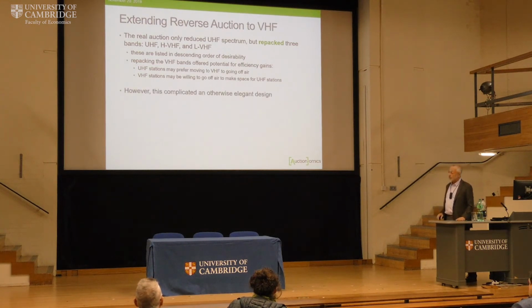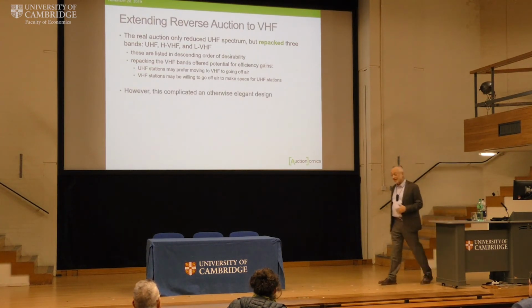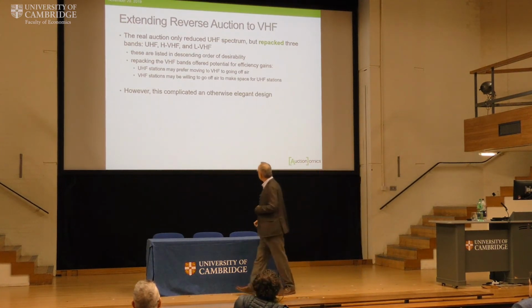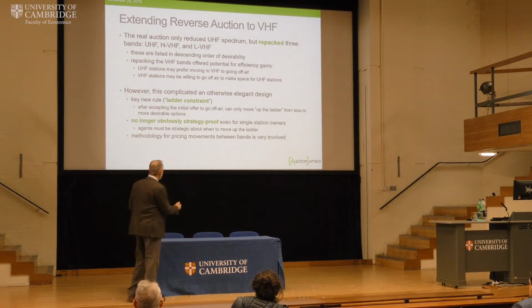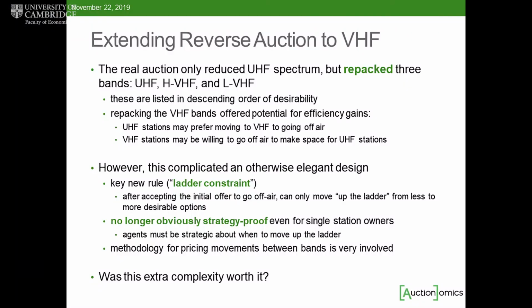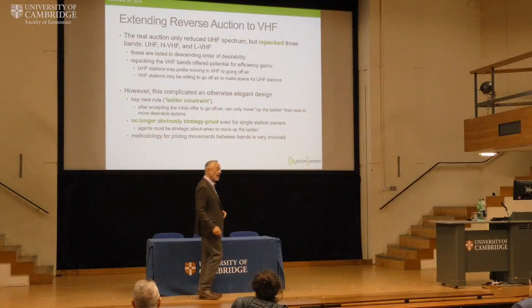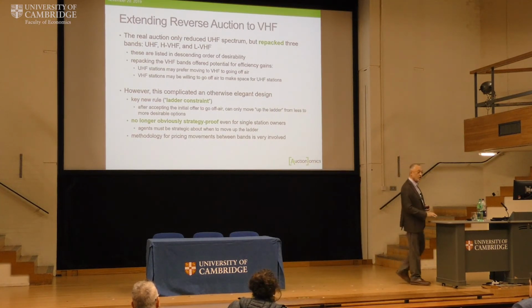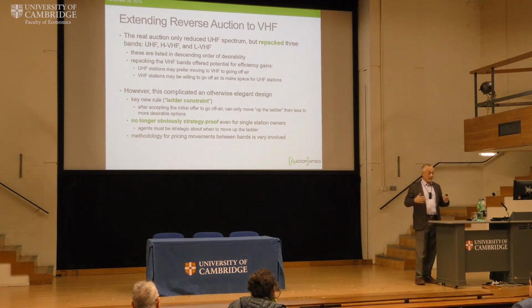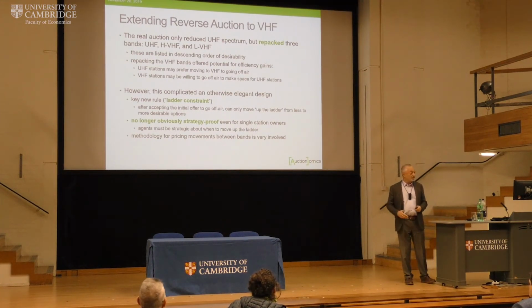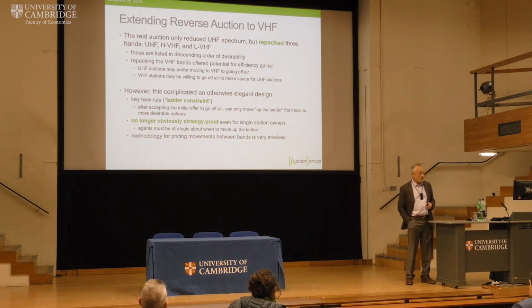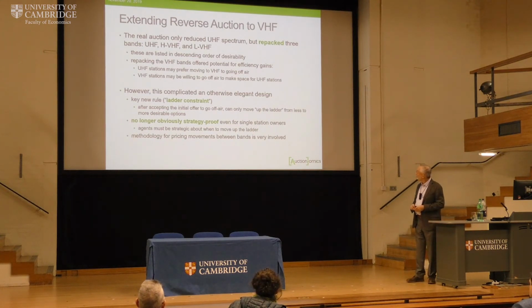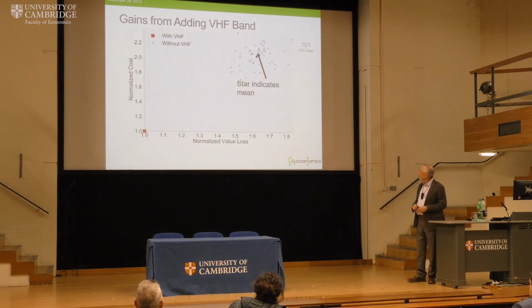And we had a pretty elegant design when we started. Adding this complicated the design, and in particular, it's no longer obviously strategy proof, and the method for keeping track of the price movements between the different bands, how we were going to decide for each band how to set the relative prices, was very involved. I'm not going to go over those details here, but the actual auction involving the pricing of UHF and VHF bands was quite complicated. Okay? And was this extra complexity worth it? How much did we gain by selling VHF spectrum?